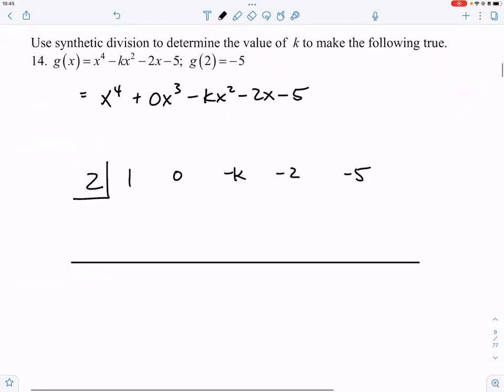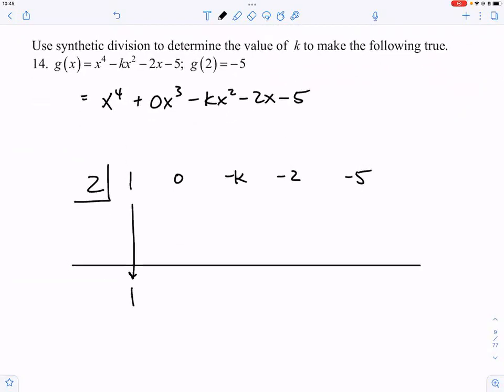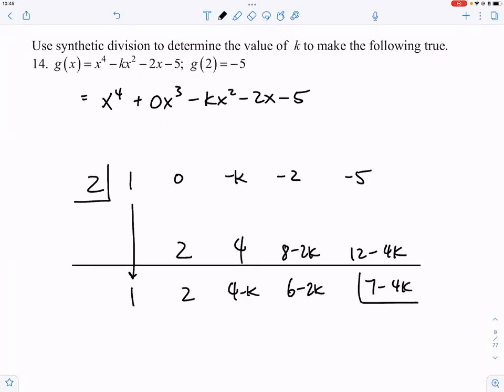So bring down the 1. 1 times 2 is 2. And then 0 plus 2 is 2. 2 times 2 is 4. So 4 minus k. And then 4 minus k times 2 is 8 minus 2k. And then you add those two numbers together, you have 6 minus 2k. And then you have 6 times 2, which is 12. And then minus 2k times 2 is minus 4k. And then you subtract them, so you have 7 minus 4k as the remainder.